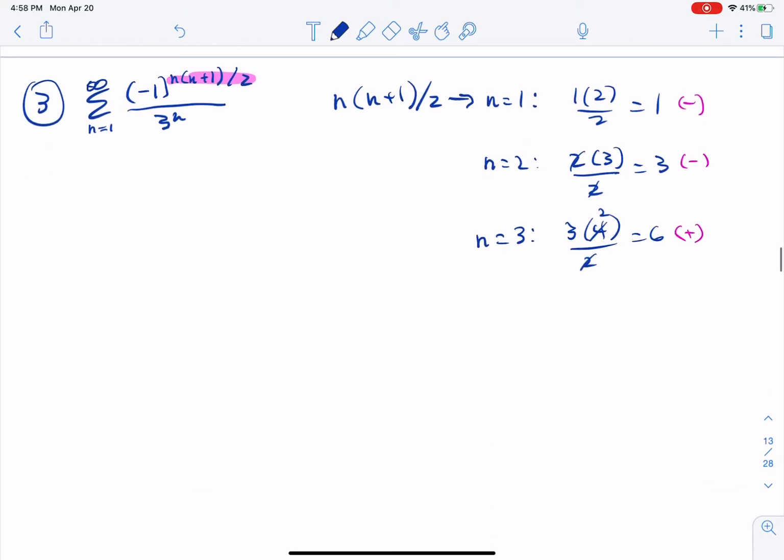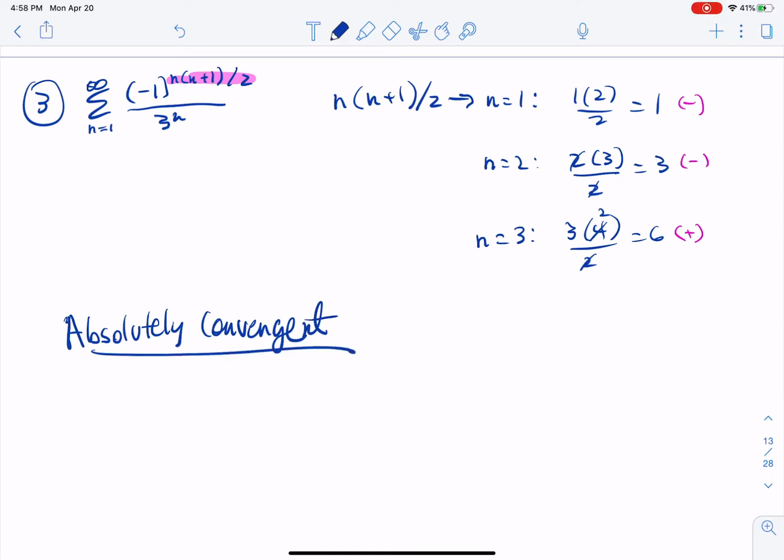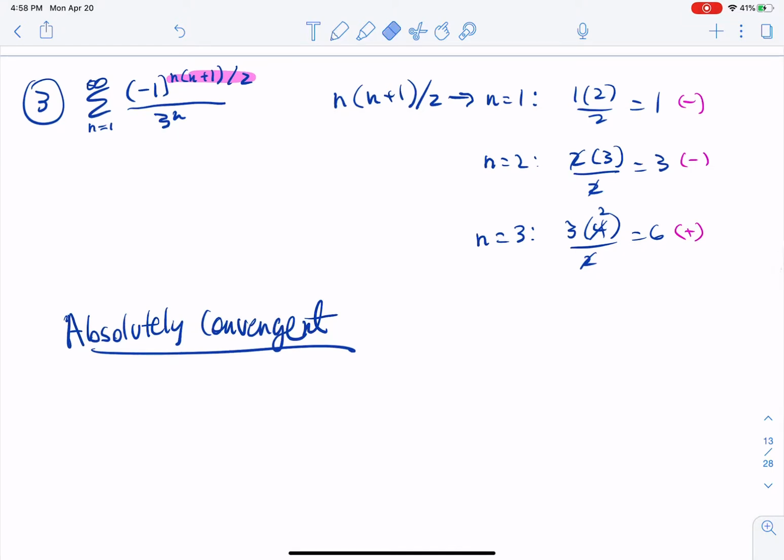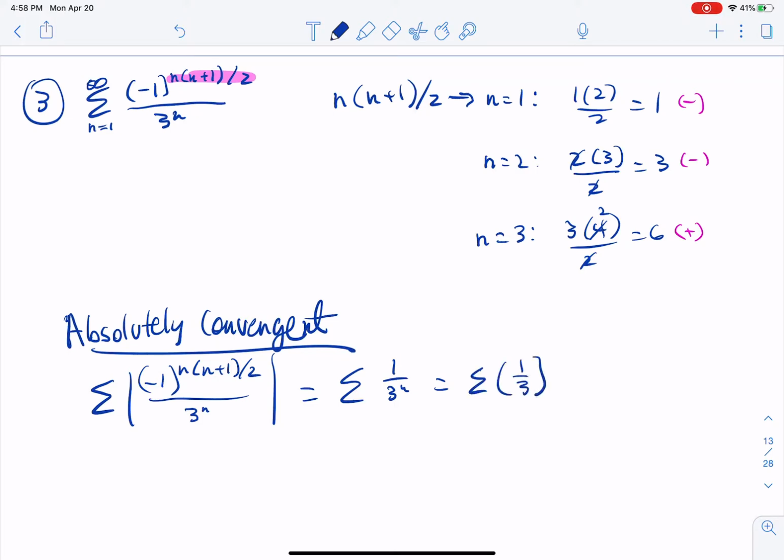So the best that I can hope for is to take its absolute value and see if it's absolutely convergent. Because if it's absolutely convergent, then that means that the original series, the problem that they gave us, must also be convergent. Taking the absolute value, the only thing that happens is it takes this negative 1 to this weird exponent over 3 to the n and turns it into the positive one. I would have 1 over 3 to the n. That's the same thing as (1/3) to the n, which is geometric.